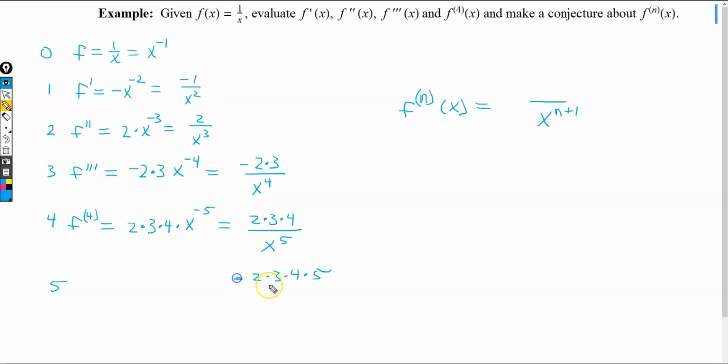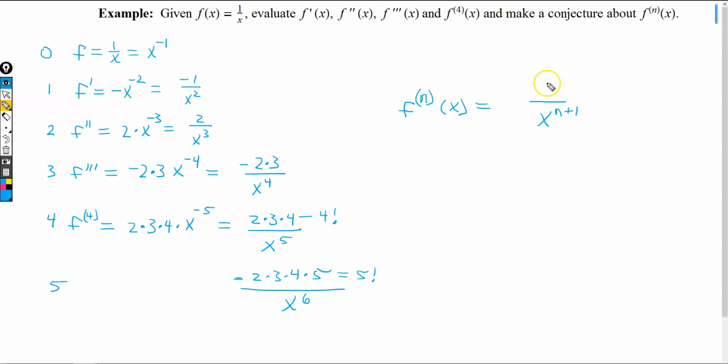This would be a minus here, x to the sixth. Now we call this a factorial. You see, this is 1 times 2 times 3 times 4 times 5. That's the same as 5 factorial. And the numerator here would be 4 factorial, 1 times 2 times 3 times 4. There's a 1 out here, we just don't have it written there.